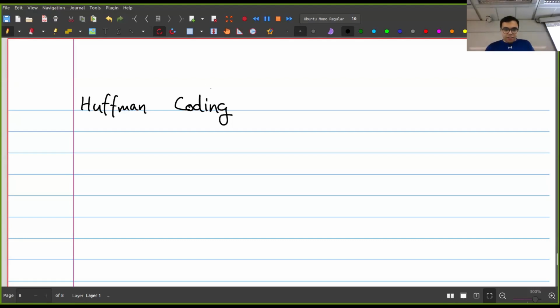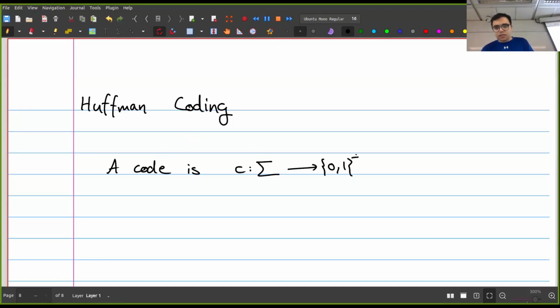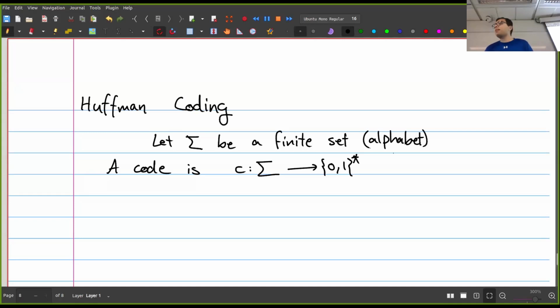Okay. So a code is basically very simply a function, C, that takes the letters of your alphabet and maps them to strings of zeros and ones. So this is the set of all strings on zeros and ones. And sigma is my alphabet. So let's say let sigma be a finite set, which we call alphabet. And in my case, sigma is just, let's say, the letters in English.